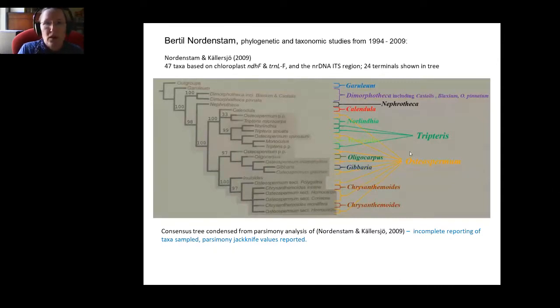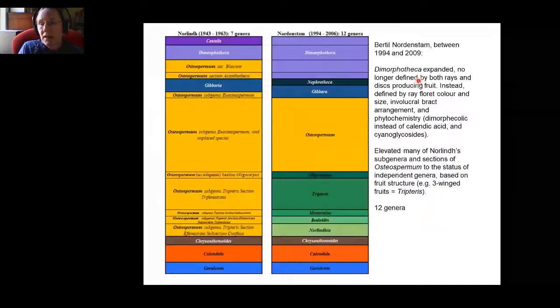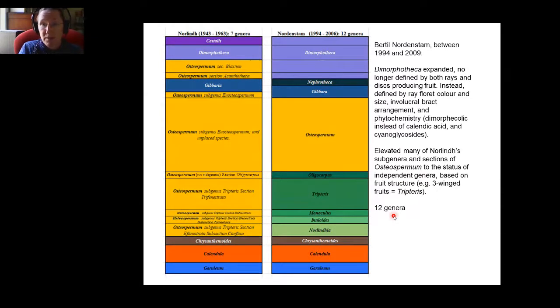I just want to show you this graphic of Nordenstam's taxonomic scheme. So he expanded Dimorphotheca. So it's no longer defined in this narrow sense by fruits produced by both rays and discs. Instead, this broader concept of Dimorphotheca is defined by ray floret color and size, involucral bract arrangement, and phytochemistry. So Nordenstam elevated many of Norlindh's subgenera and sections of Osteospermum into independent genera based on fruit structure. So his scheme ended up with 12 genera, but as I mentioned before, this is actually problematic because many of the genera are not monophyletic.